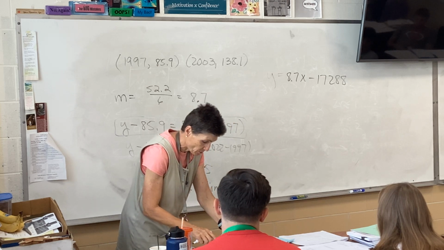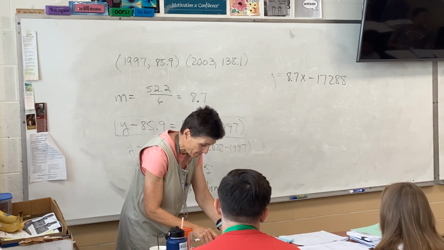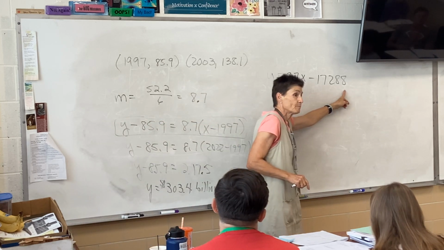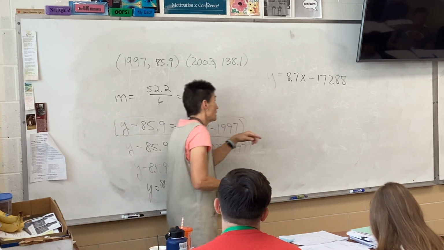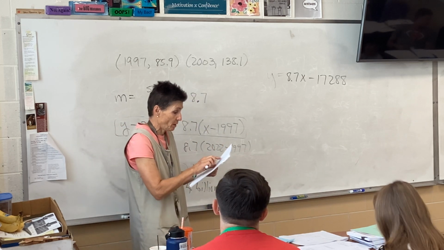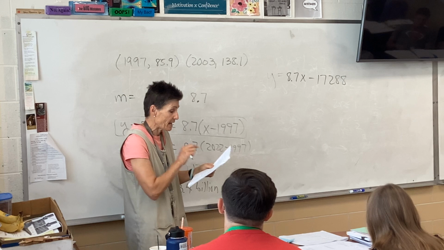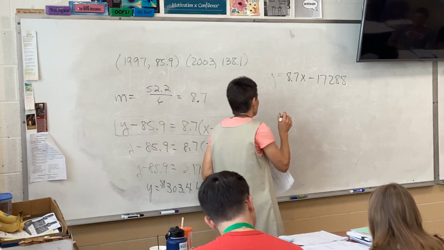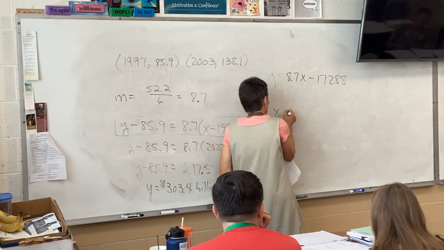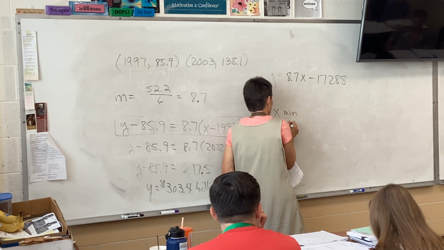So to superimpose it on there, that just means graph it at the same time. I am going to graph this equation and plot all of my original points. So 1, 2, 3, 4, 5, 6, 7, 8 original points are going to get plotted. Now, because of the nature of the points, you're going to have to be careful on your window.